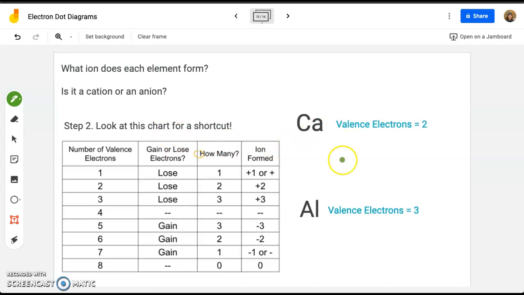So in the case of calcium, we have 2 valence electrons. So in order for calcium to feel stable and to bond, it must lose 2 electrons and become a +2 positive ion. So we're going to lose 2 electrons, and then what it becomes is calcium +2. That's how you would write it.